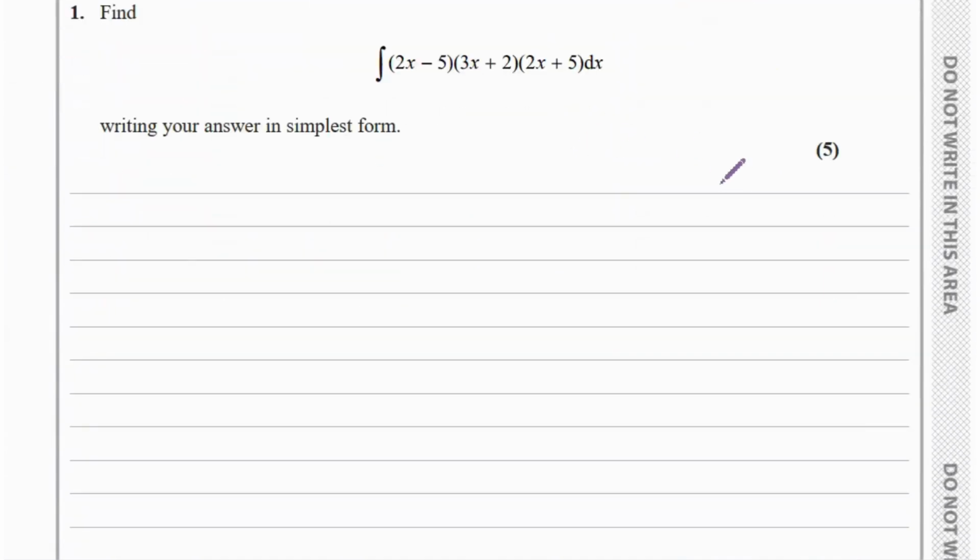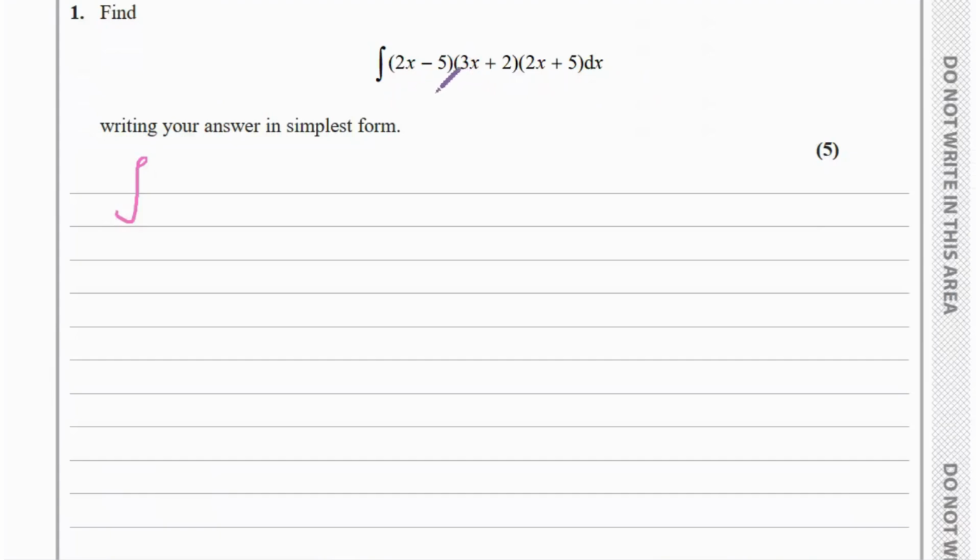First question is about integration. So integration is basically the opposite of differentiation, and you were introduced to the concept of differentiation in your IGCSE. So in order to integrate this expression, first we'll expand the bracket. For expansion of triple brackets, you can start with expanding the first two brackets or the last two brackets and then multiply it with the other one.